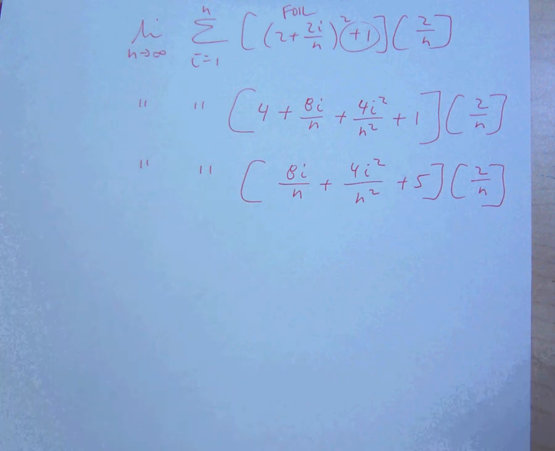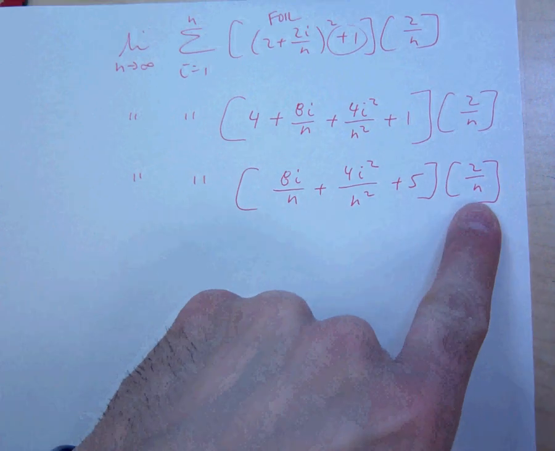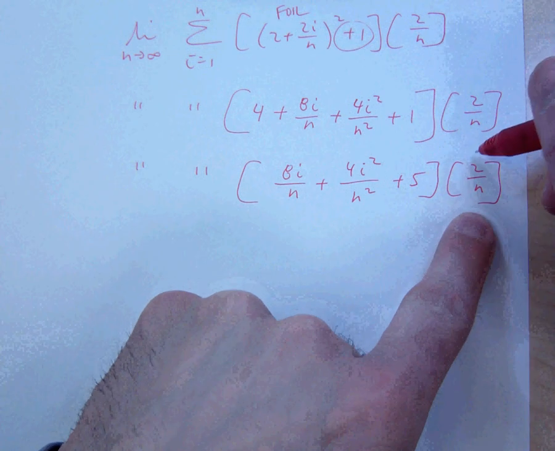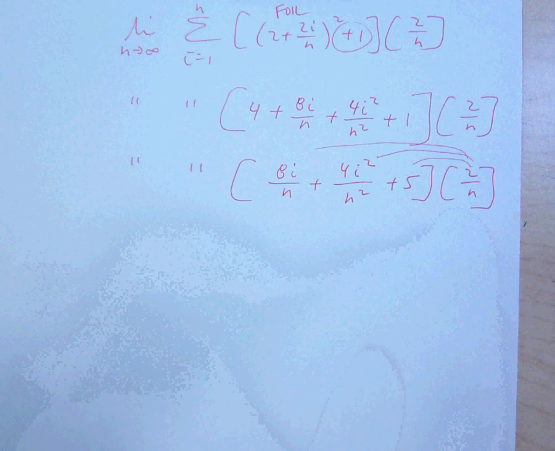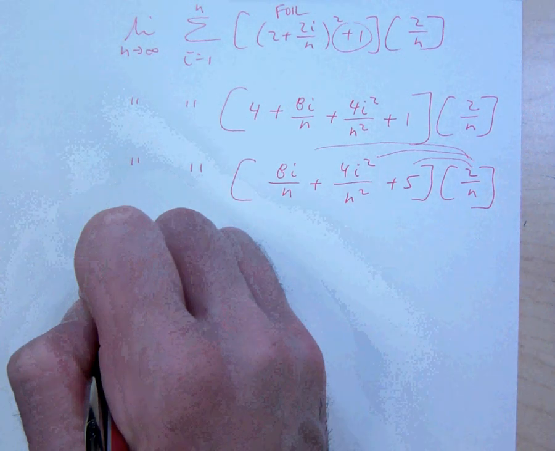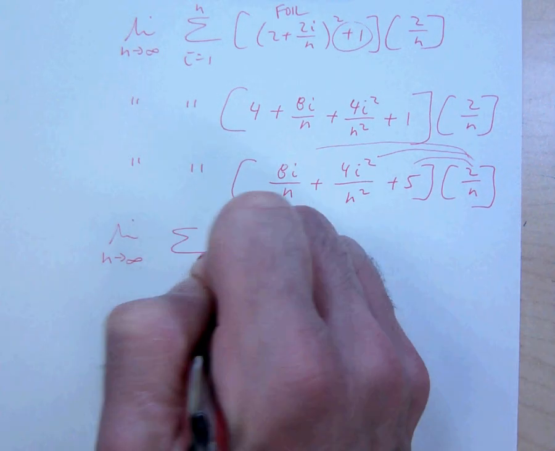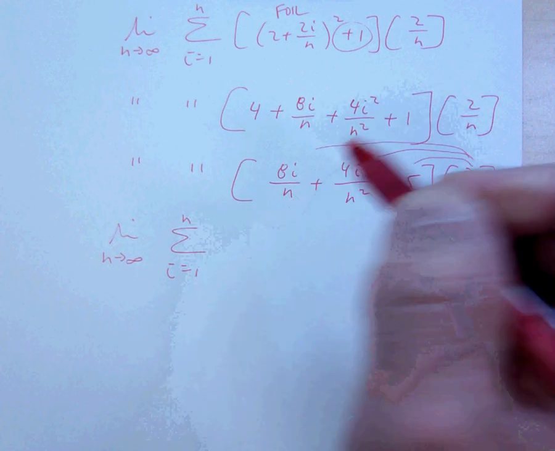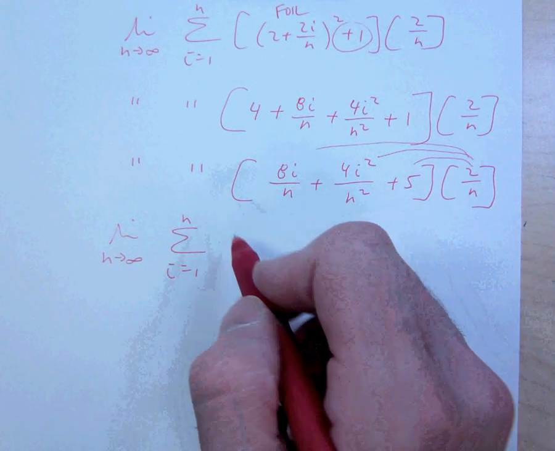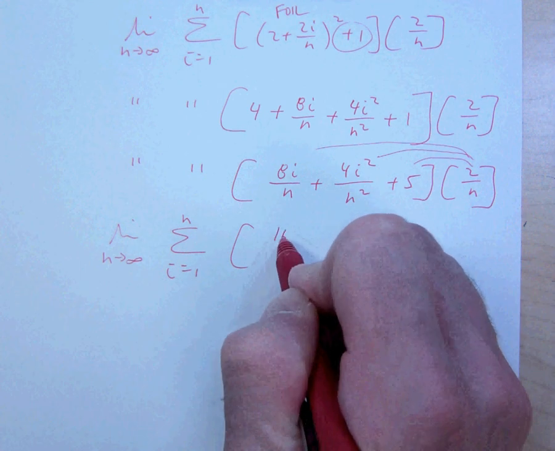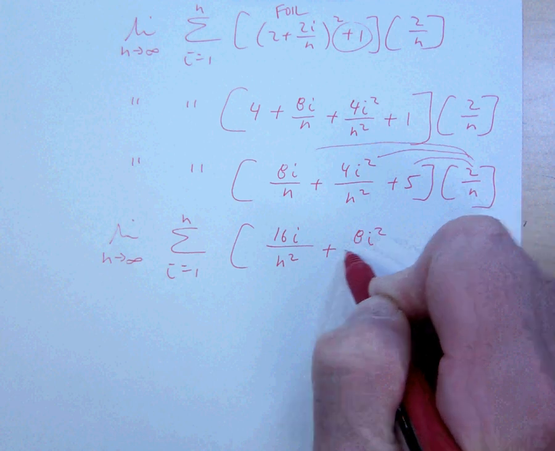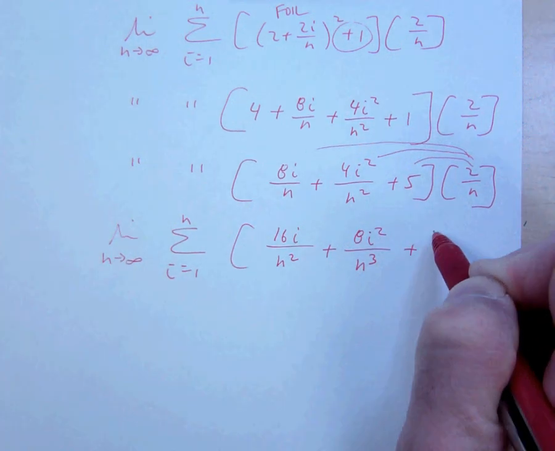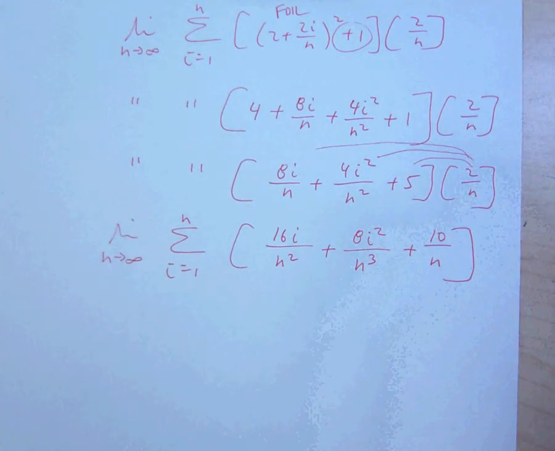Now what do you think we should do with this? Distribute it. Everybody agree that makes sense? So I'll bring this down again. That gives me 16i over n squared plus 8i squared over n cubed plus 10 over n. All right.